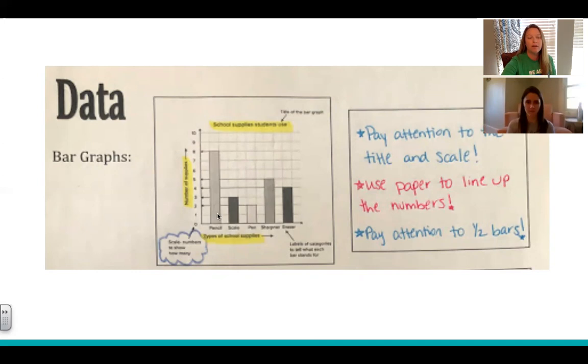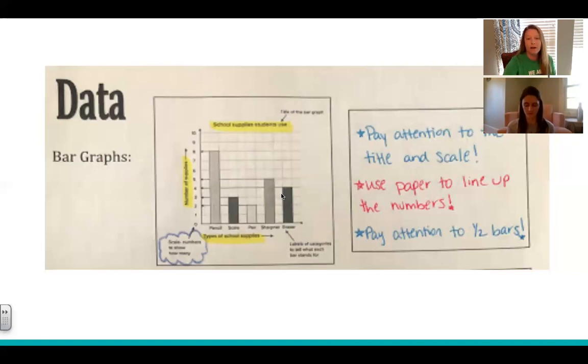And when we look at bar graphs, we're really thinking about categories of things. So another thing that we need to remember, it's in pink over here, we can use paper to line up the numbers. So when you get all the way over to this bar, sometimes it's kind of hard to look across and see what number it is. So if you take a piece of notebook paper or computer paper and line it up, you can see exactly where it hits on the scale of numbers.